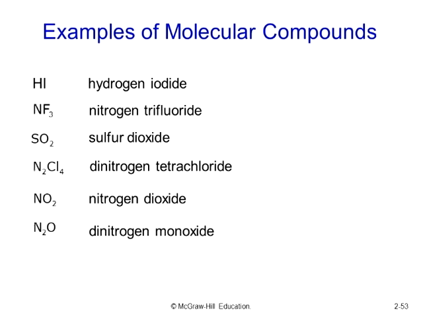Here are some more examples. Hydrogen iodide. We don't call it, by the way, monoiodide. And there are a few anomalies in all of the nomenclature. You have nitrogen trifluoride, sulfur dioxide, dinitrogen tetrachloride, nitrogen dioxide, and dinitrogen monoxide. So you will want to take a look at these and practice them.